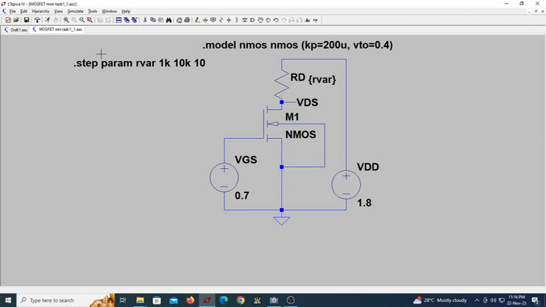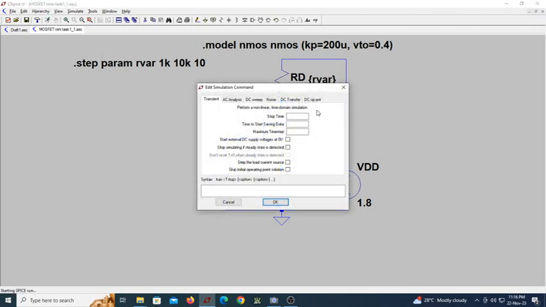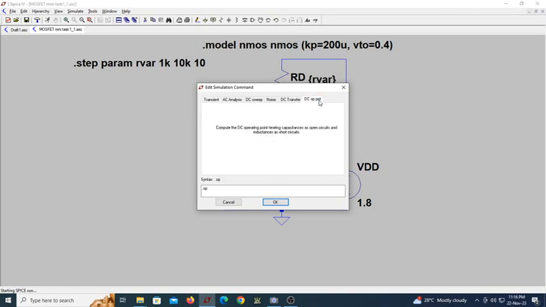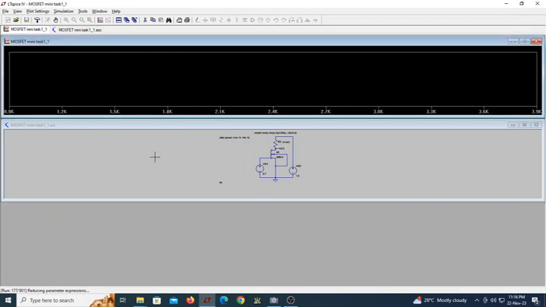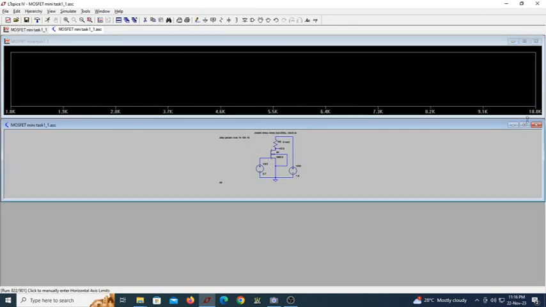Now what I'll do, if I run it now, okay, now I have to select one of the simulation commands. Let me take it as .op run. You can see now I'm getting the variation of RD starting from 1K to, I think, up to 10K. You can see up to 10K.